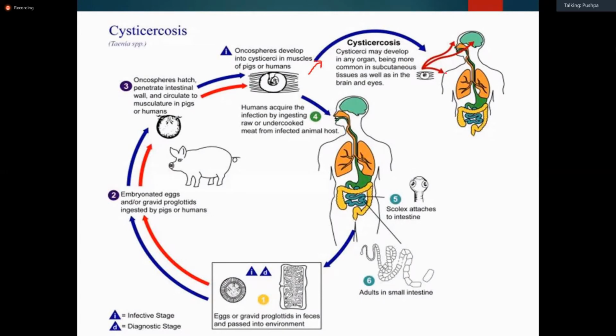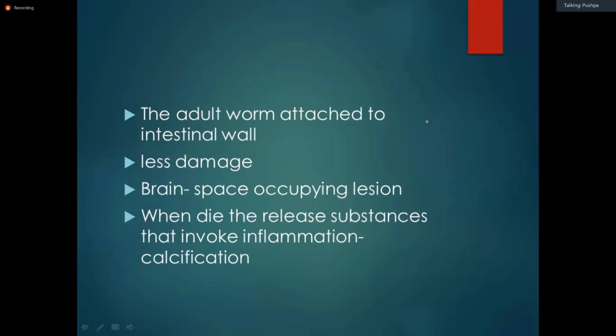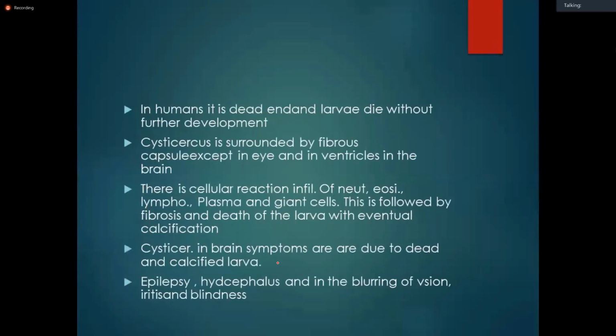They burrow through the blood vessels, and then they can go to the skin, the brain, or the eyes. Cysticercosis may develop in any organ, being more common in subcutaneous tissue, the brain, and eyes, causing space occupying lesions. In the brain, when they die, they release substances that invoke inflammation and calcification. They are surrounded by fibrous encapsulation except in the eye and the ventricles of the brain.